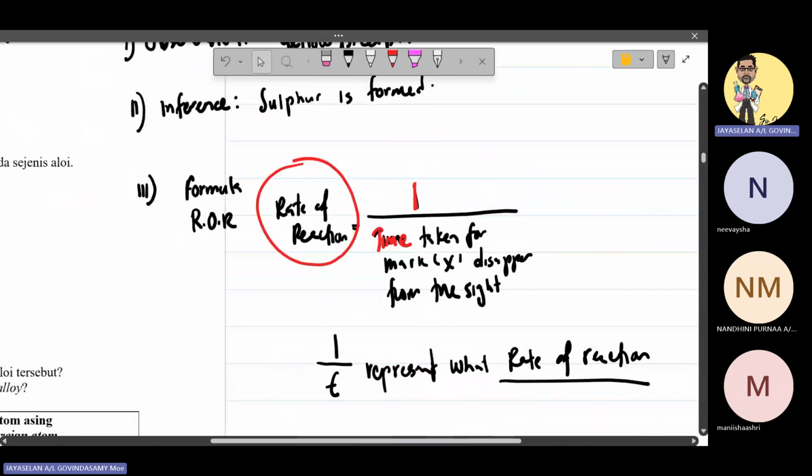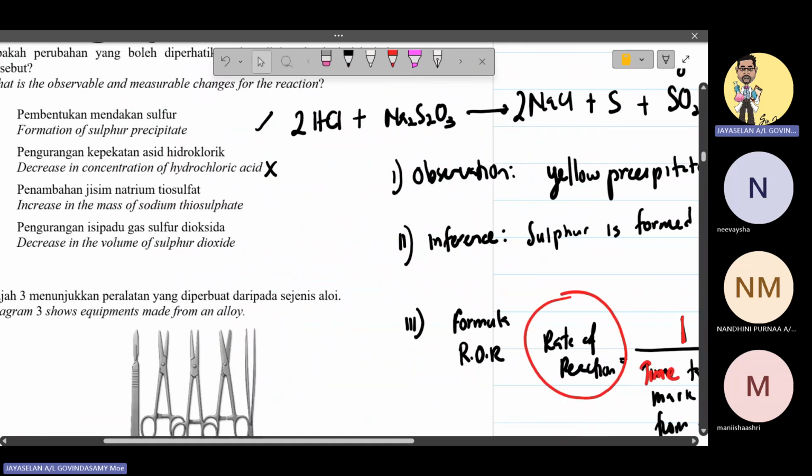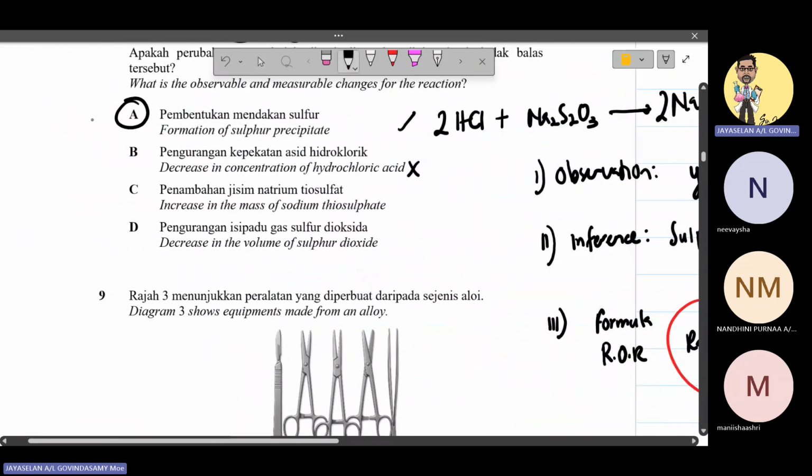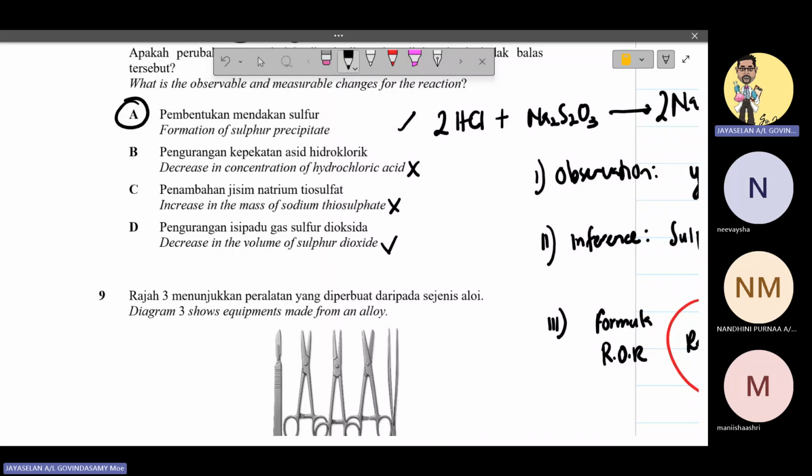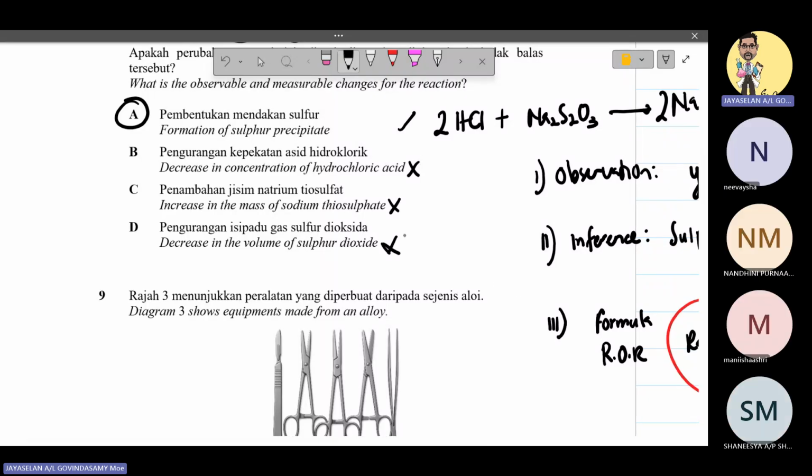This is the experiment. Okay, can I have the formula? So we will use what? Formation of sulfur precipitate. This one cannot, this one cannot. Any question? This one actually can, but for this experiment, the most suitable is this one, because once you pour in the hydrochloric acid, immediately you can see yellow precipitate form. So it's very difficult to measure the concentration. Okay, next one.